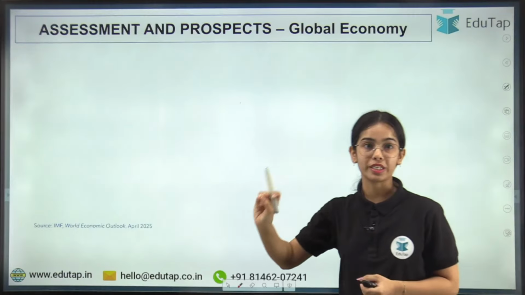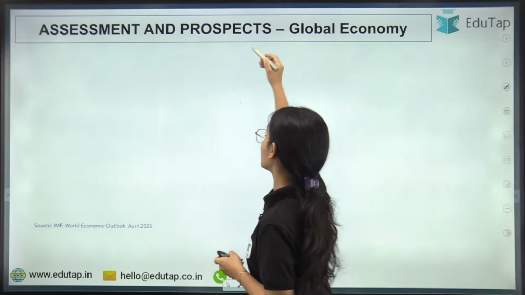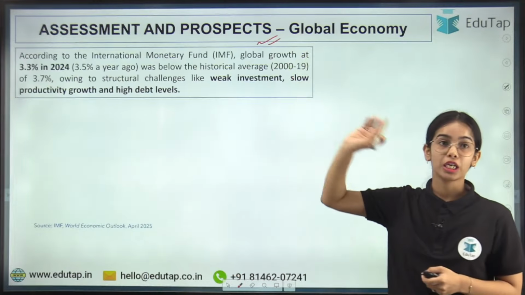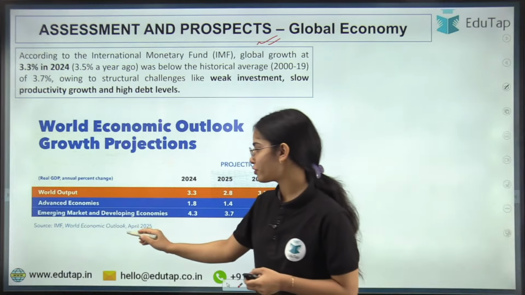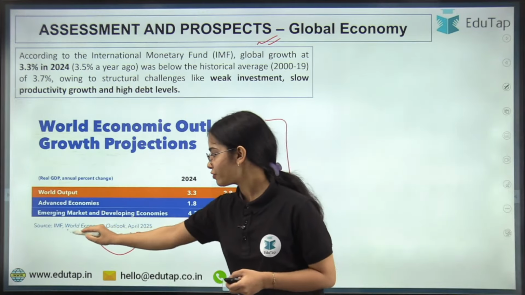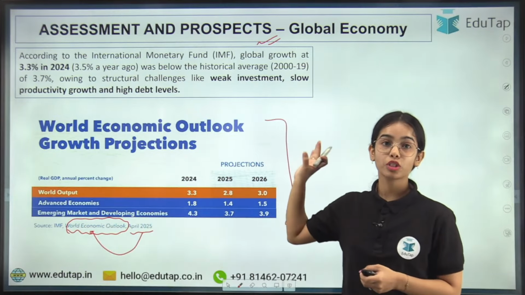So let's start with the first part of the annual report, that is the economy and prospects. First we are going to start with the assessment and the prospects for the global economy. As per the International Monetary Fund, in April 2025 it released the World Economic Outlook, and as per the World Economic Outlook, it was projected.